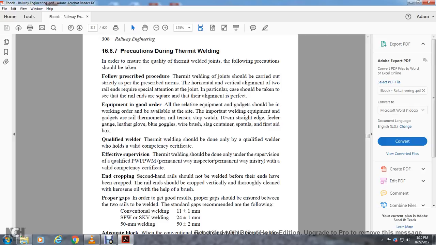End cropping. Rails should not be welded before the end of the head has been cropped. The rails shall be cropped vertically, cleaned with kerosene oil, and with the help of a wire brush.